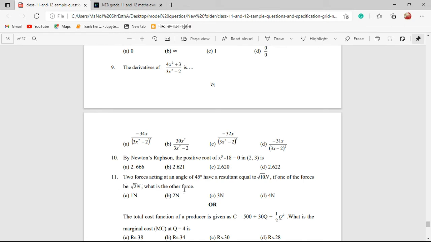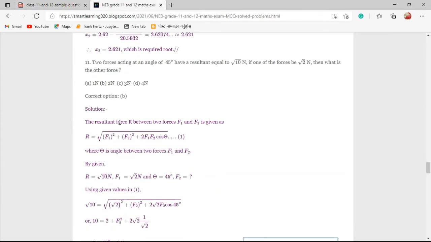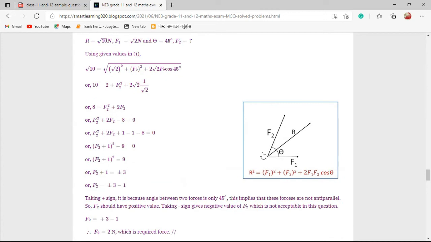You are given two forces acting at a 45 degree angle, the resultant is also given, and one of the forces is also given. You need to find the remaining force, which has only a single value, and the options are 1 Newton, 2 Newton, 3 Newton, 4 Newton. If you see the solution here, this is the figure.